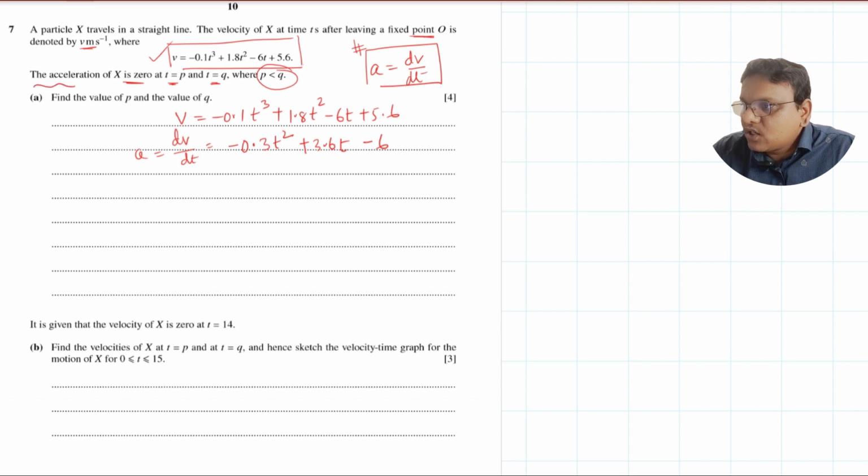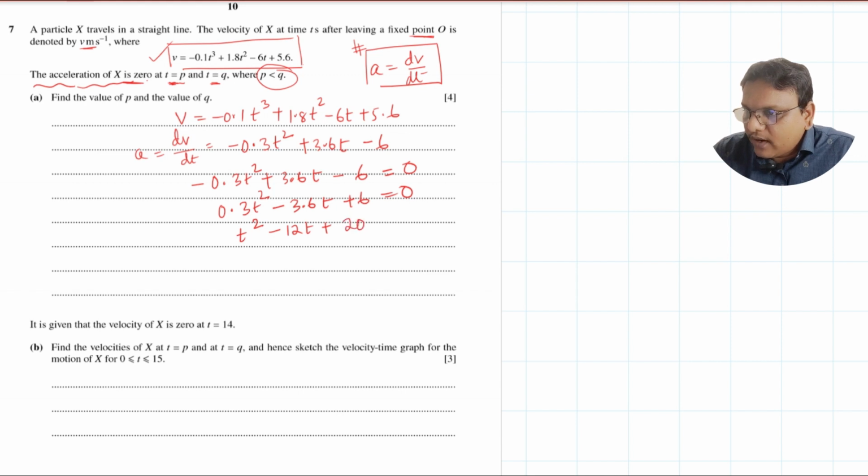Given the acceleration of x is 0 at t equal to p, right? So I'll take minus 0.3t squared plus 3.6t minus 6, which is equal to 0. Try to make this number positive, so I can write again: 0.3t squared minus 3.6t plus 6 equals 0. Simplifying more, divide by 0.3, so it will be t squared minus 12t plus 20, which is equal to 0, right?